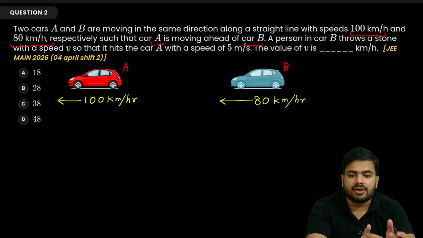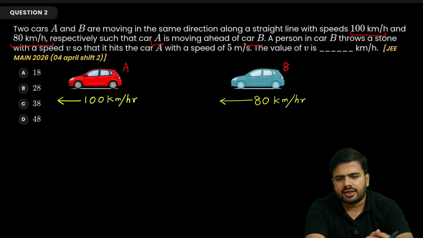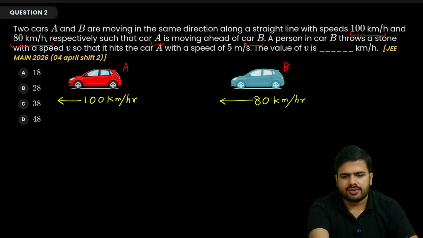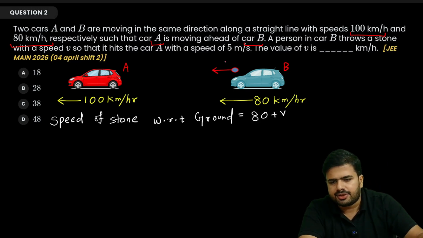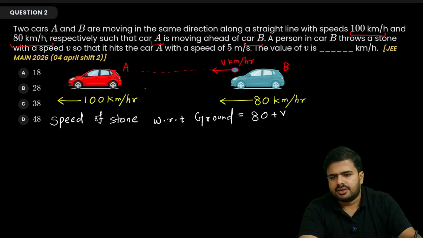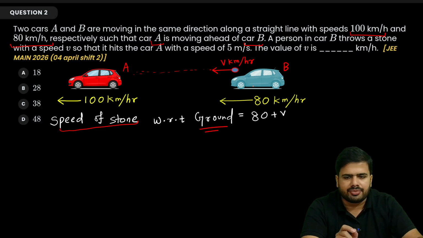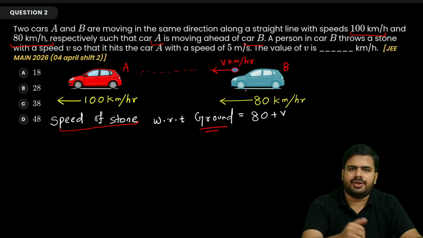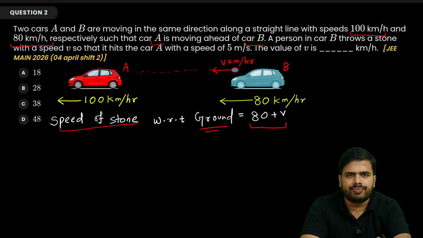Now a person in car B throws a stone with a velocity of v so that it hits car A with a speed of 5 meter per second. Suppose the person is throwing with a speed of v kilometer per hour, and the stone is going to hit car A. So what will be the speed of the stone with respect to the ground? Car B already has a speed of 80, and an extra speed v is provided to the stone, so in total it will have a speed of 80 plus v. This is the speed of the stone with respect to the ground.